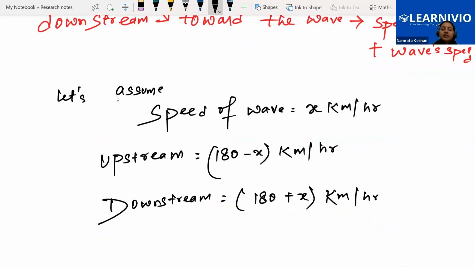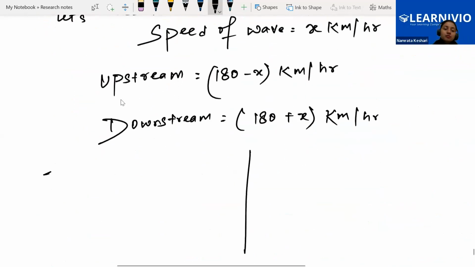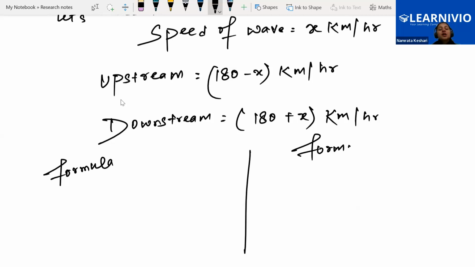Now we will be talking about two scenarios. One is going towards the wave, one is coming against the wave. For both the scenarios, we will use the formula. Please don't get confused and try to make the whole equation in one go. Please don't do that. Make the formula.